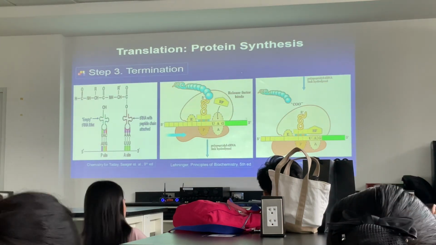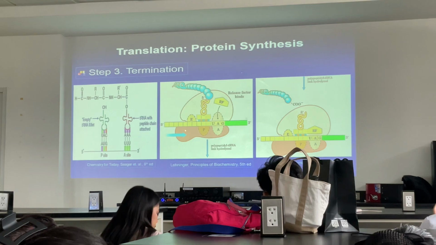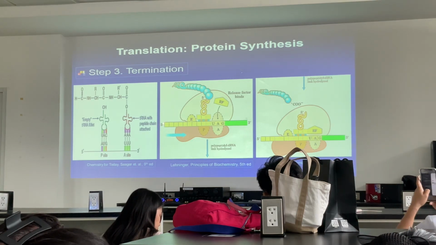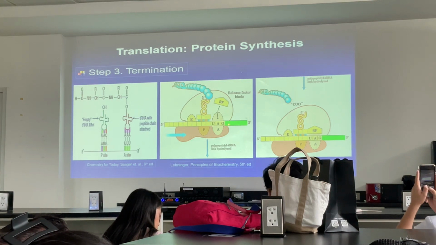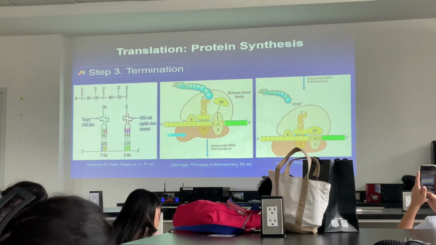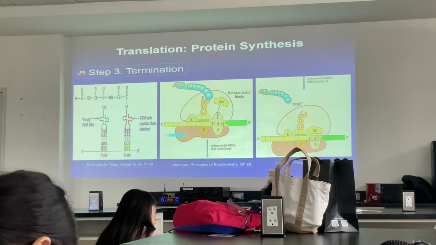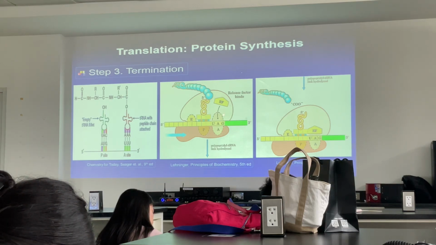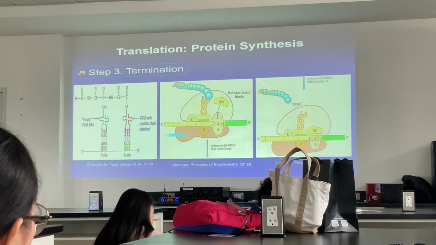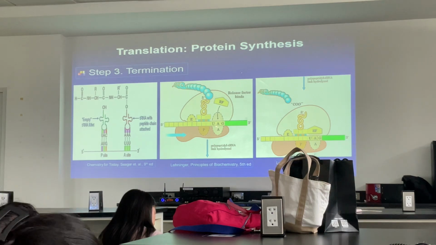Step 3 will now be termination. So the ribosome will keep on moving from one codon to another until it reaches a stop codon. And what will happen during termination? The stop codon does not code for any amino acid.